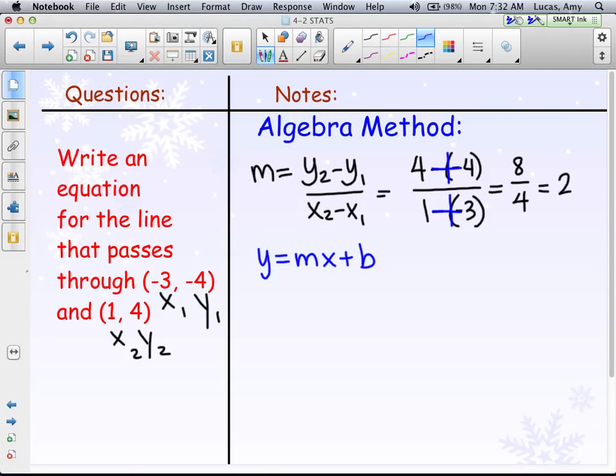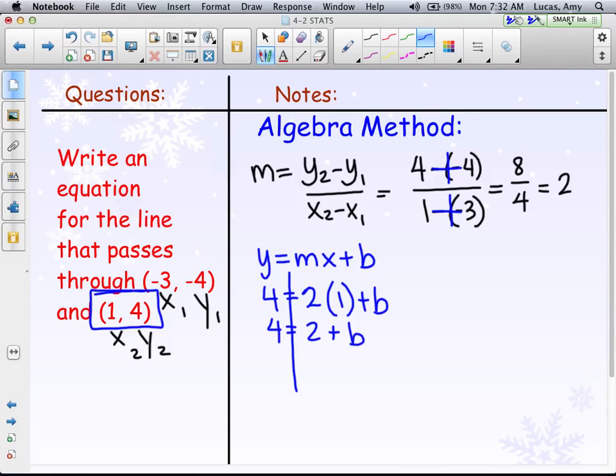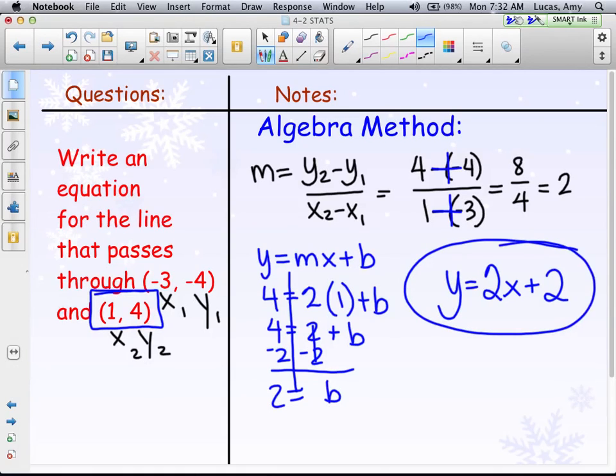Okay, slope-intercept form. I am going to use the second ordered pair again because you can use either one of these for your x and y coordinate. My y coordinate is then 4, my slope was 2, my x coordinate is 1, plus we're solving for b. 2 times 1 is 2, 4 equals 2 plus b. Subtract away the 2 to get the b by itself. My intercept is 2. So my equation has a slope of 2 and an intercept of 2.